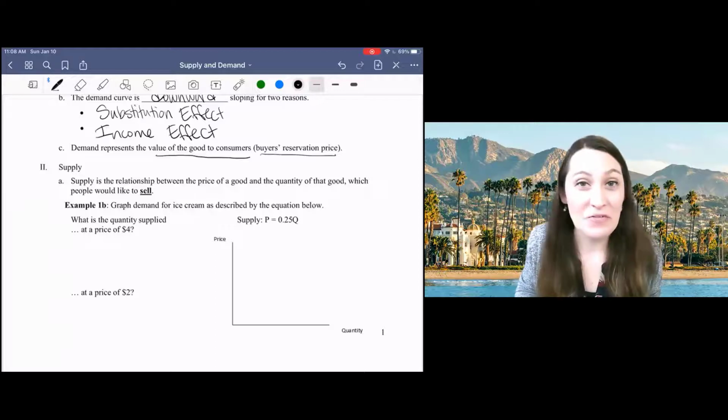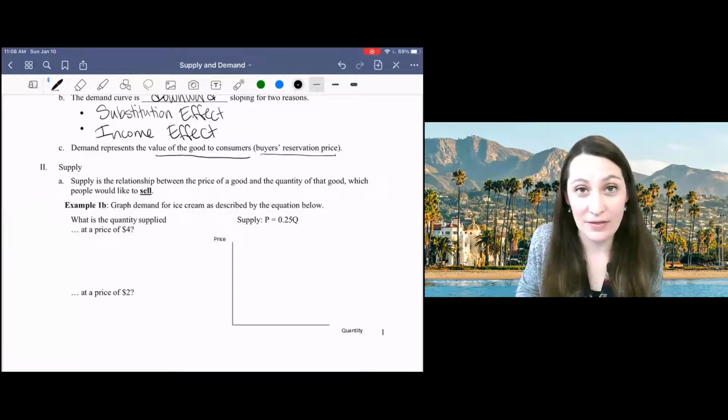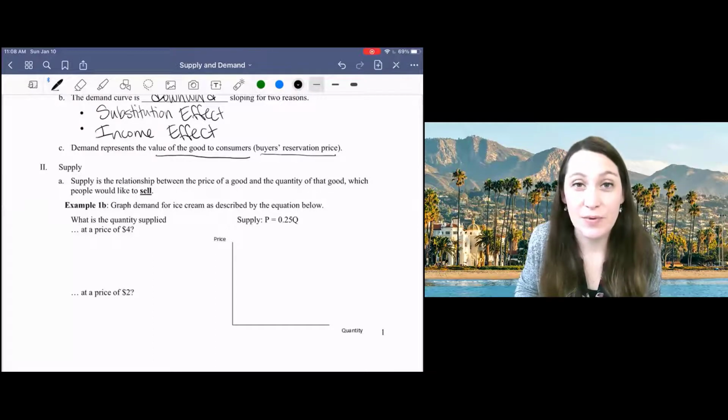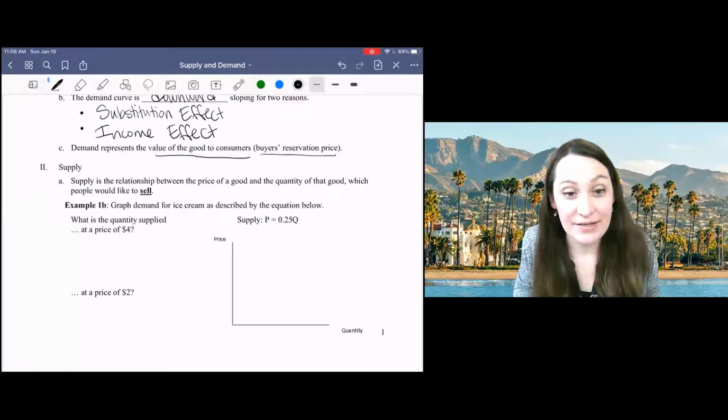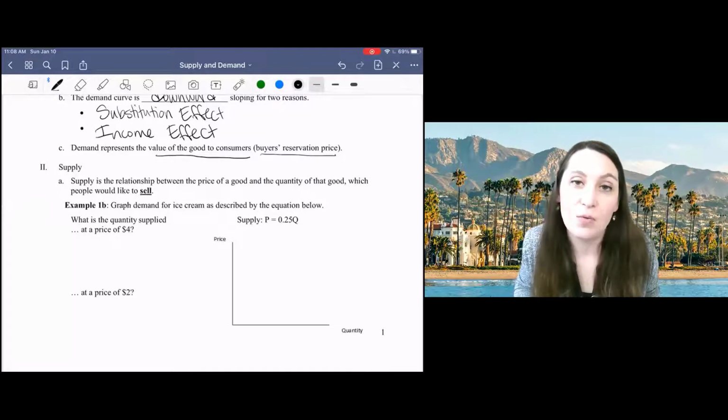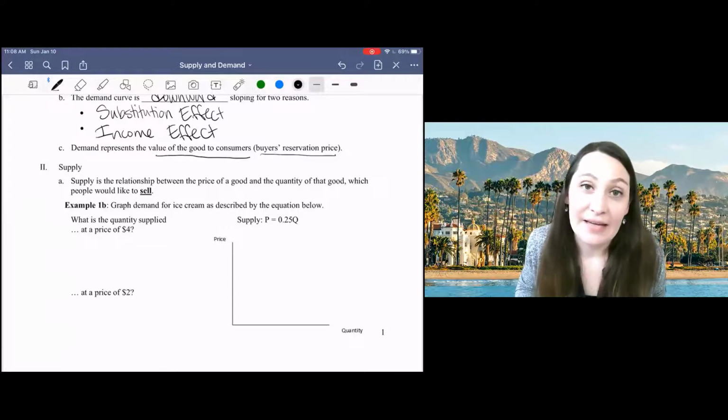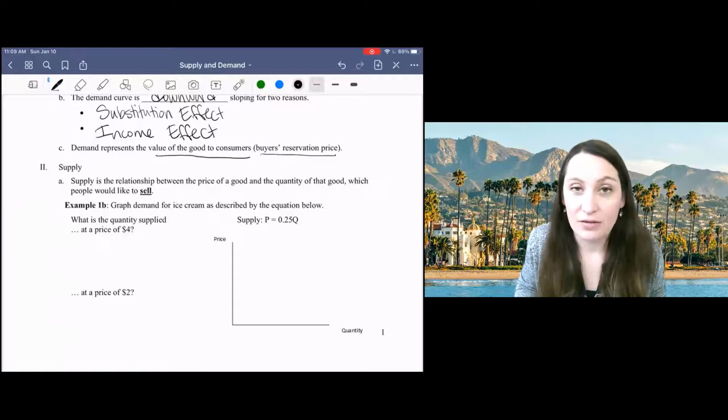So the market value of a product reflects both the value of the product to consumers, as represented by demand, and also the cost of producing the product, which is represented by supply. So supply is the relationship between the price of a good and the quantity that people would like to sell. Just like with demand, we can use a mathematical equation to represent supply.